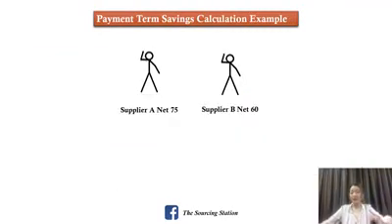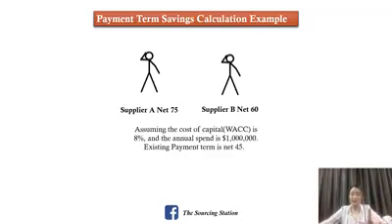So let's do a quick calculation example. Supplier A today offered you a 75 days payment term, while supplier B offered you 60 days. Now, the existing condition is that your payment term is 45 days and your company WACC is 8%. The entire project value is $1 million. Assuming both suppliers are at the same commercial position, their quotation is the same.